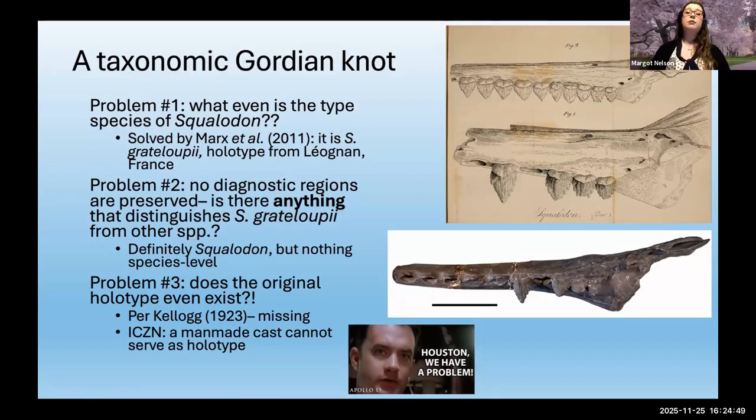And the third problem was that the original holotype didn't even exist. Another author stated that it was missing when he looked for it in 1923. And the International Code of Zoological Nomenclature, the ICZN, makes it very clear that a man-made cast can't serve as a holotype. So this was a major problem that I needed to solve.